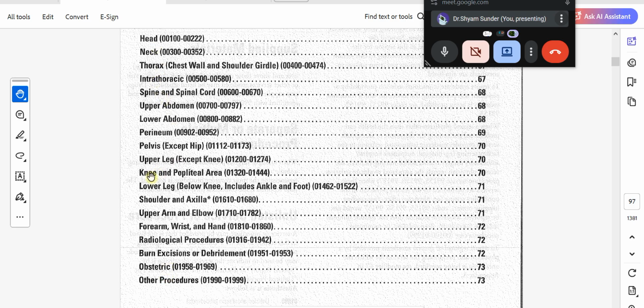So, what do you mean by this arrangement? Please remember, the surgery is done on this body area. It is not the anesthesia. Surgery is done in the head, surgery is done in the neck, surgery is done in the spine. These regions refer to the surgical site. Very important.